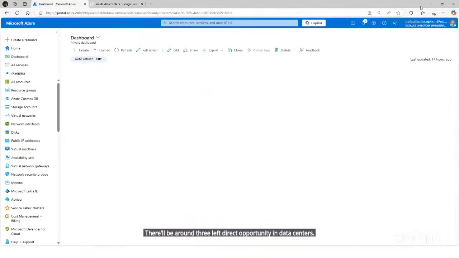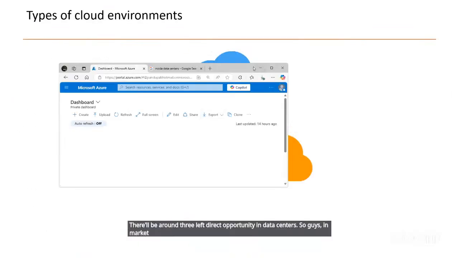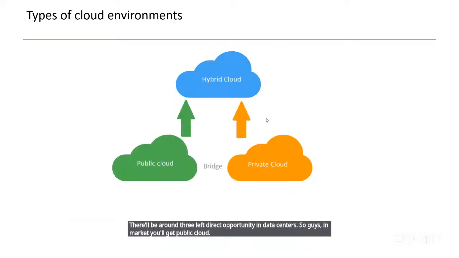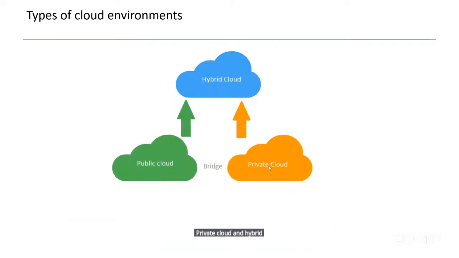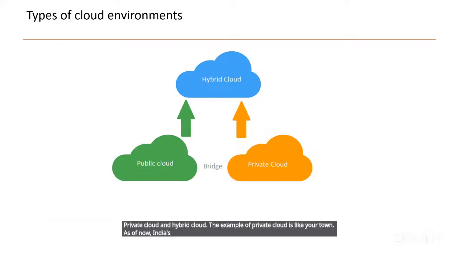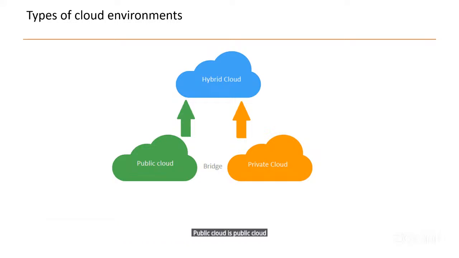So guys, in the market, you'll get public cloud, private cloud, and hybrid cloud. The example of private cloud is like IOTA. As of now, India's biggest data center is IOTA. Public cloud is Google GCP, Oracle, Microsoft Azure, AWS. These are the public cloud providers.